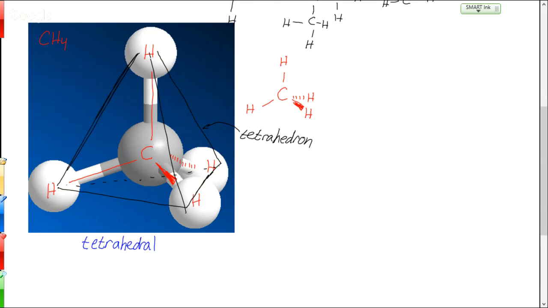So if you imagine the carbon in the middle of the tetrahedron and the hydrogens on each corner, on each vertex, then you'd have that shape. That's where that shape comes from. So it's symmetric, it's even. And this shape is really important to how compounds of carbon end up being built and how they end up looking.